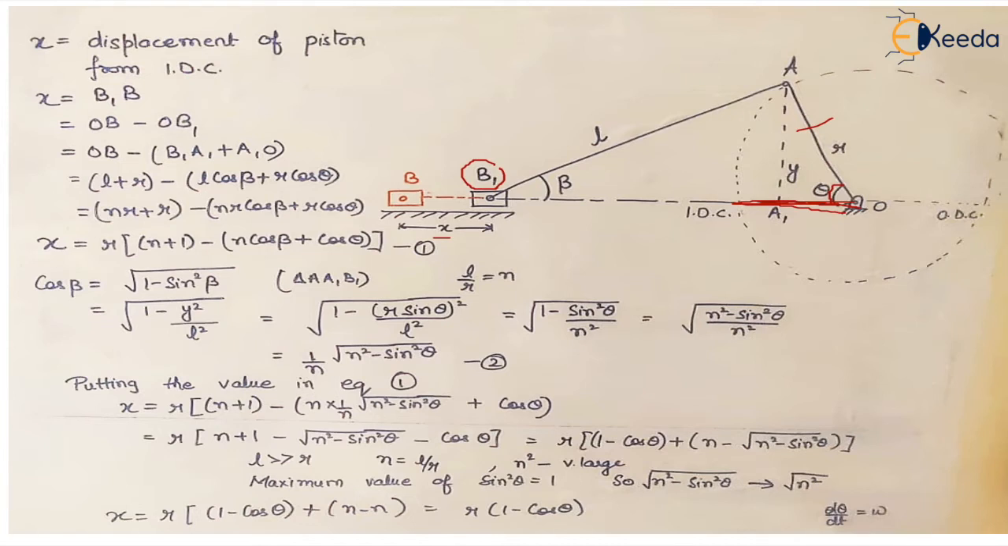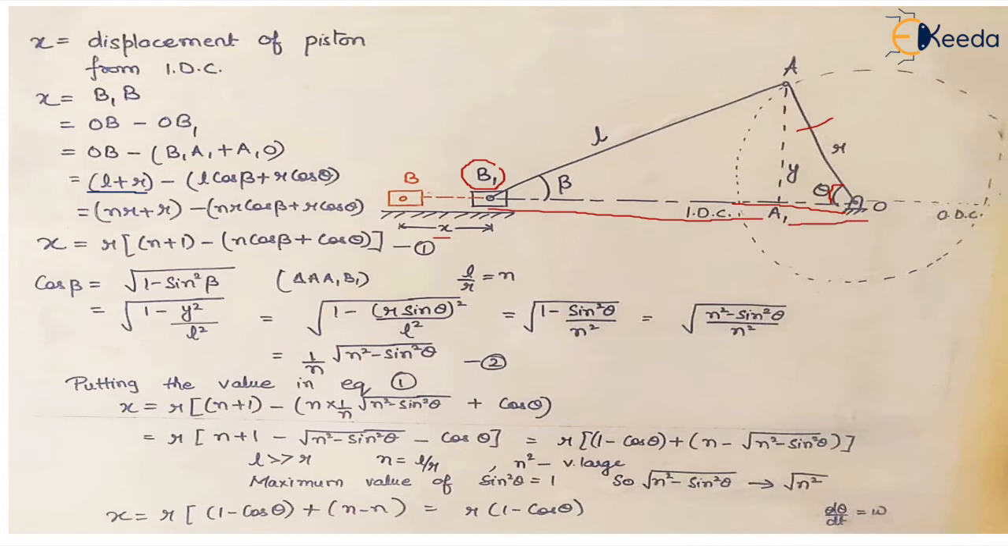Now what is BB1? If we look at this triangle, if we look in the geometry of this mechanism, BB1 is OB minus OB1, right? Now what is this distance OB? OB is the distance when the crank was at inner dead center, meaning the crank and connecting rod were in this horizontal position. So OB becomes L plus r. And what is this OB1? OB1 is B1A1 plus A1O, right?